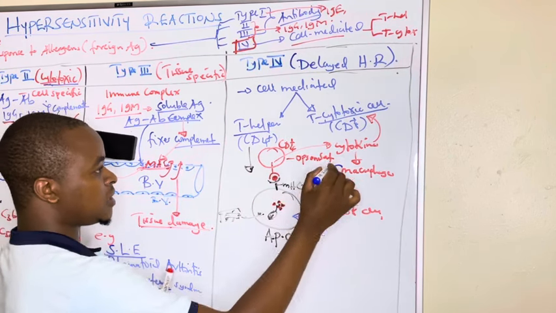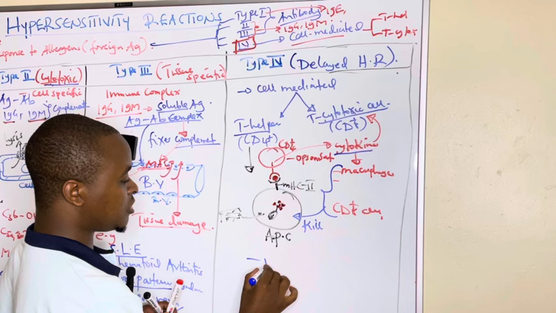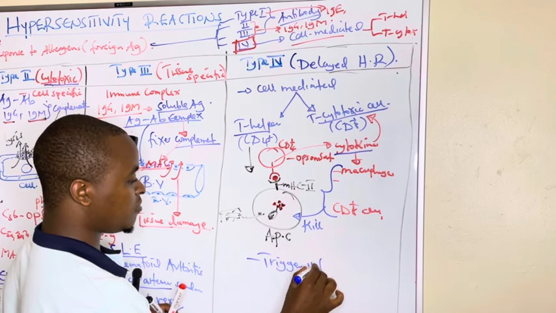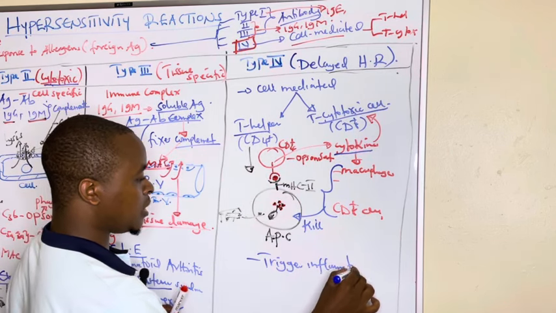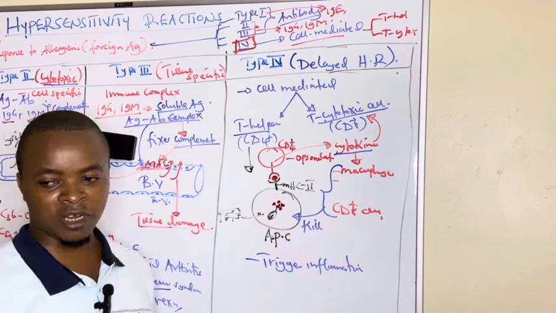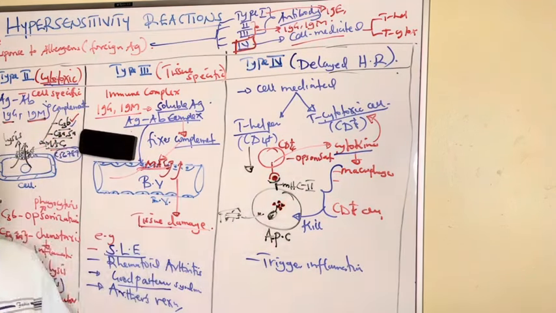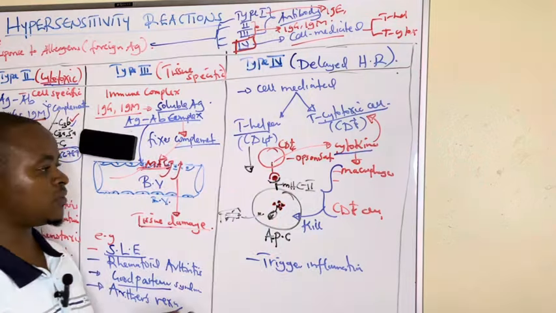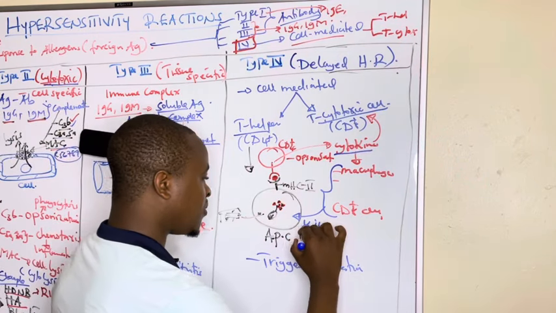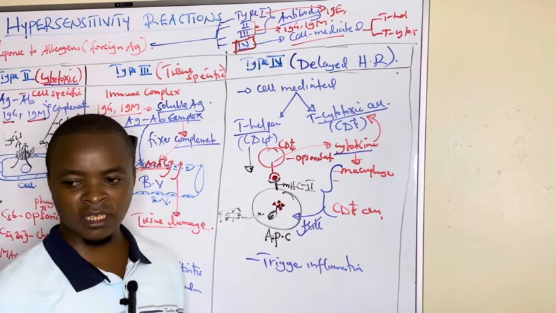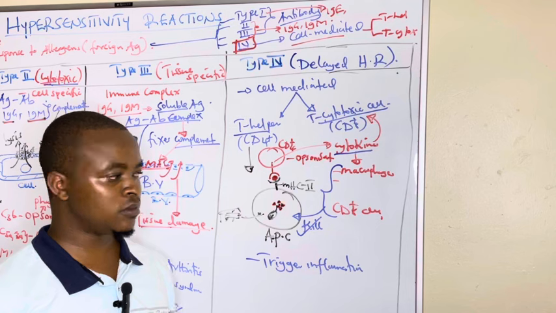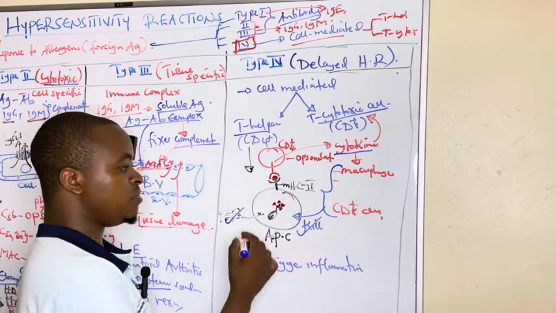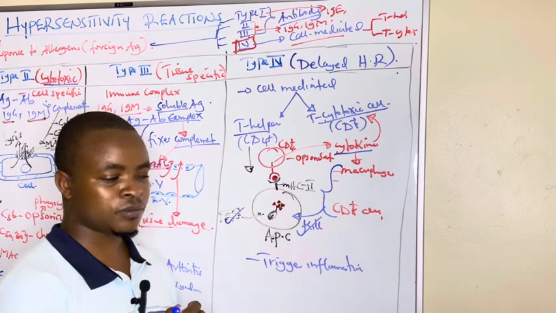And sometimes these also trigger inflammation at the site. So the end result of type 4 hypersensitivity reaction involving CD4 and CD8 is killing of the infected cell with the antigen. The antigen might be an extracellular bacterium, or it might be an intracellular virus.